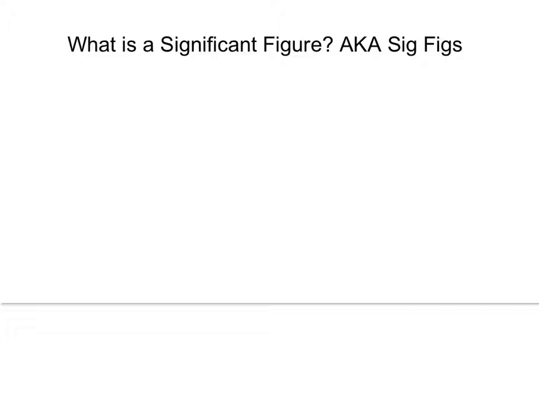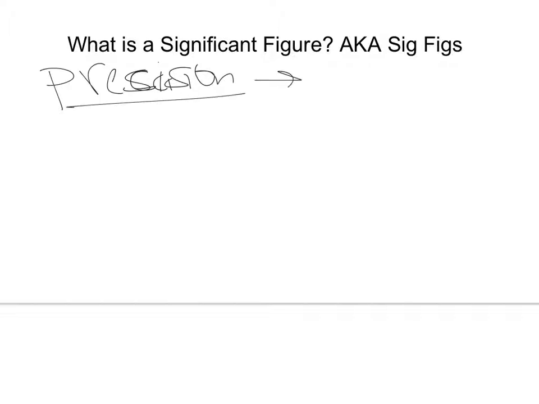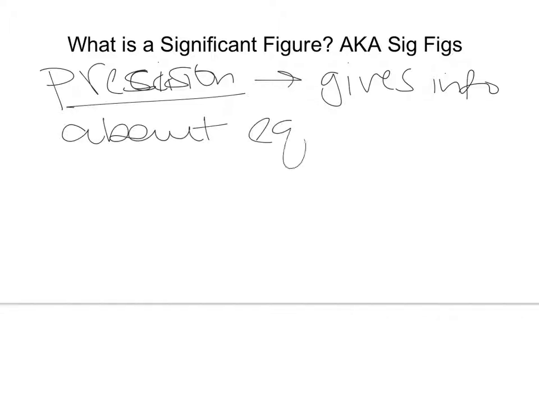Okay, so a significant figure, or a sig fig, is the guess figure. So it's going to tell us about accuracy or precision. Precision. Okay, so this is going to tell us about the instrument used to measure. Okay, gives info about equipment. Okay.